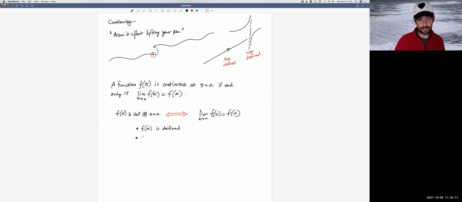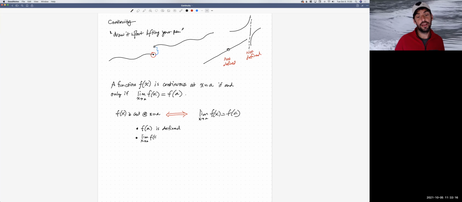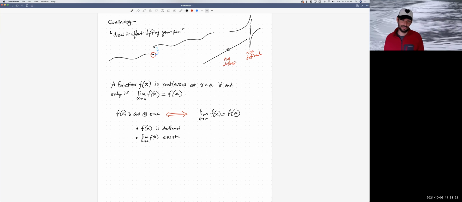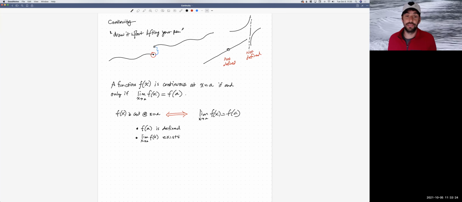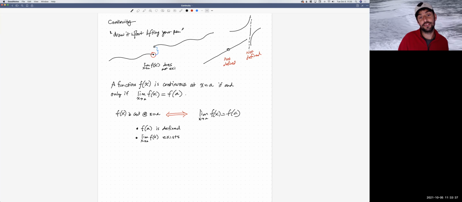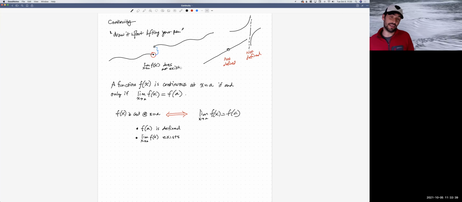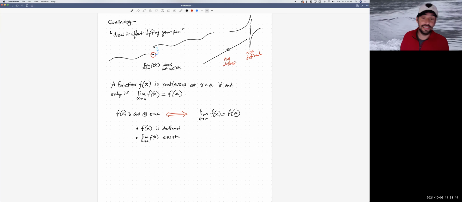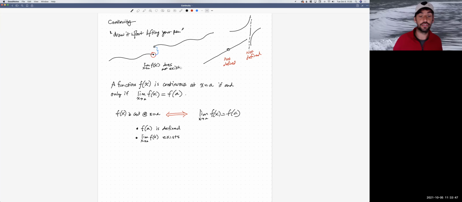It also implies the limit as x goes to a of f of x exists, right? It has to exist. The limit has to exist, otherwise it can't be equal to something, right? Notice here, where there's this jump, the limit as x goes to a of f of x does not exist. We can see from the drawing that the limit from the left and the limit from the right are not the same, and so the limit doesn't exist. So how can it be equal to the value of the function, right?